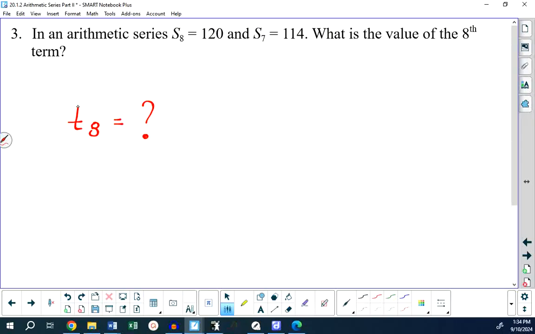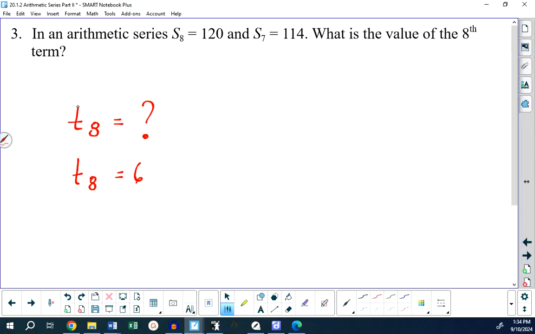Sukhman, what is the answer? 6. It's 6. The 8th term has to have a value of 6. How many of you see it now? Listen, if S7 is 114, that means when I add together, and I'll write this out for you to help you see it in a second, when I add the first 7 terms, I get 114. Why is S8 more than S7? Because S8 includes those 7 terms, and it includes the 8th term.